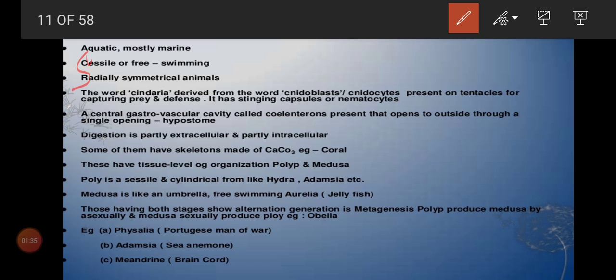Third, we know all of them come under radial symmetry. So the body organization is radial symmetry. The three concepts are clear, children. It is aquatic, sessile or free swimming, and it is a radially symmetric animal. Fourth one, we'll see body forms. So what is body form?